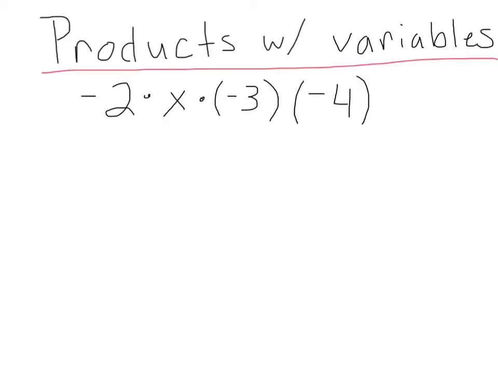When we are multiplying an expression that has variables, I break this into 3 different steps. My first step is to figure out what sign our product is going to be. So for this example, we have a negative times a positive, which gives us a negative, times a negative is a positive, and a positive times a negative will give us a negative number, or a negative answer.